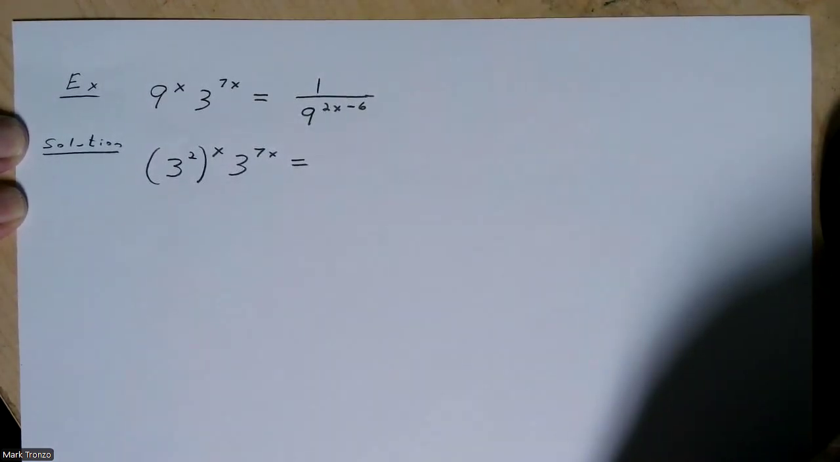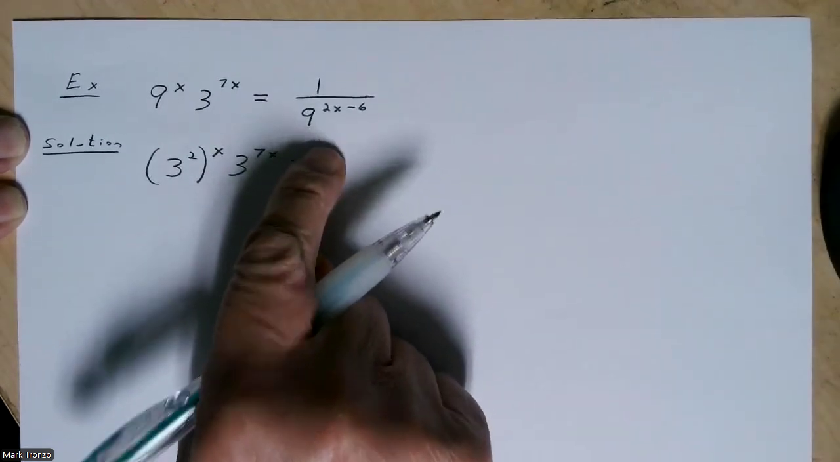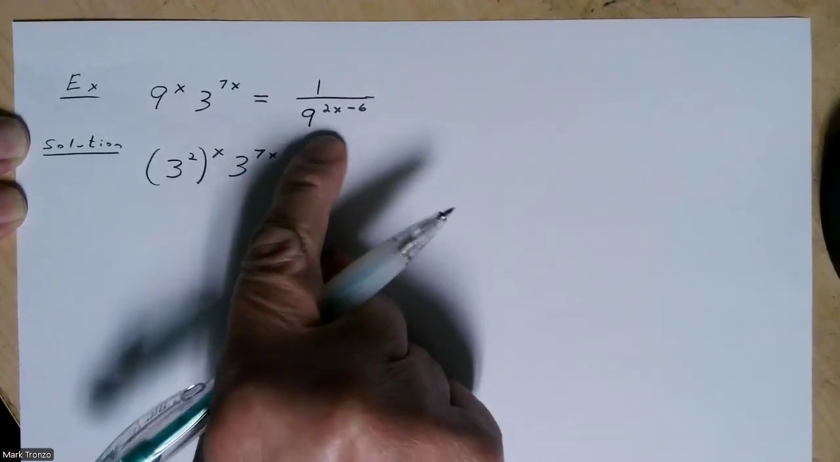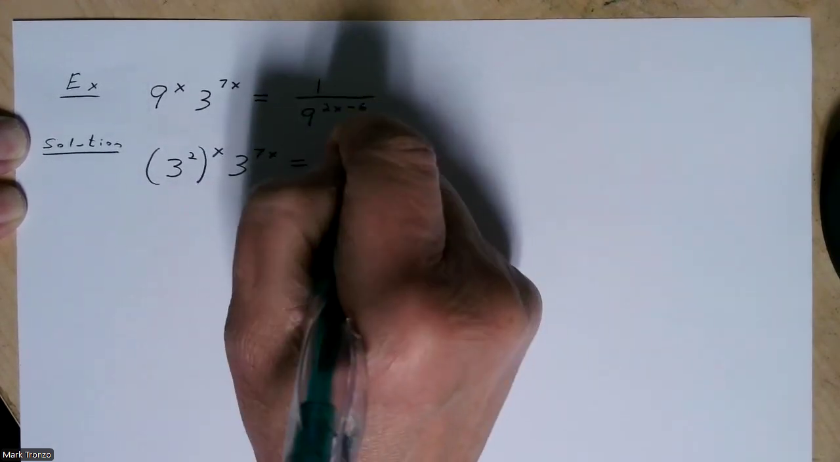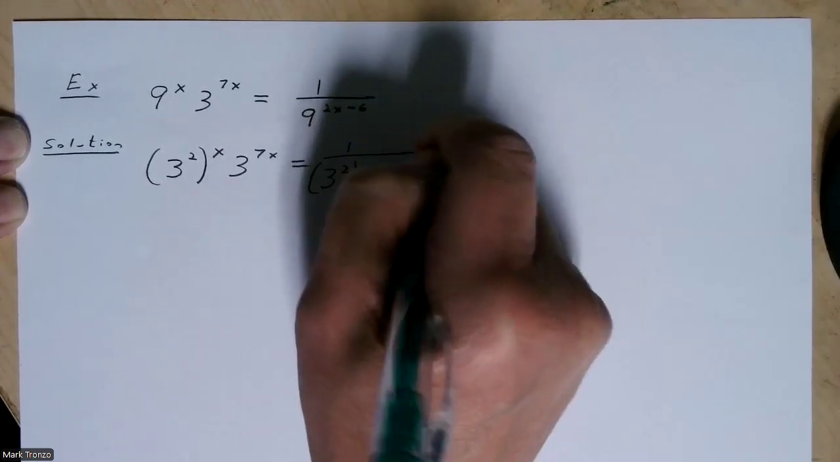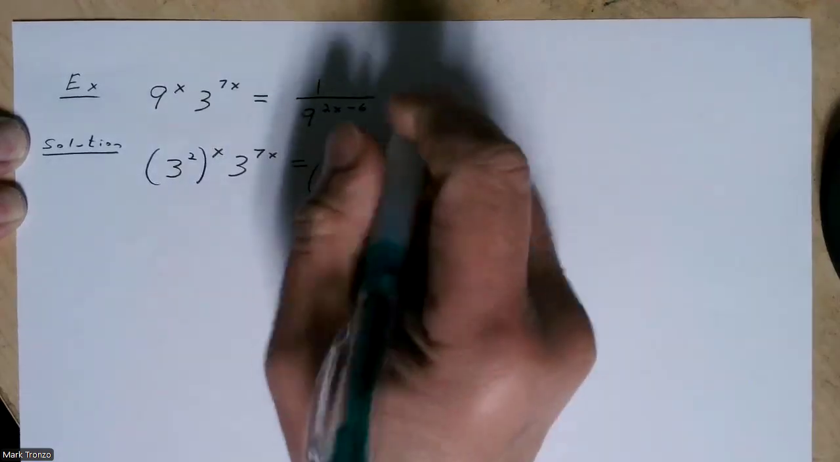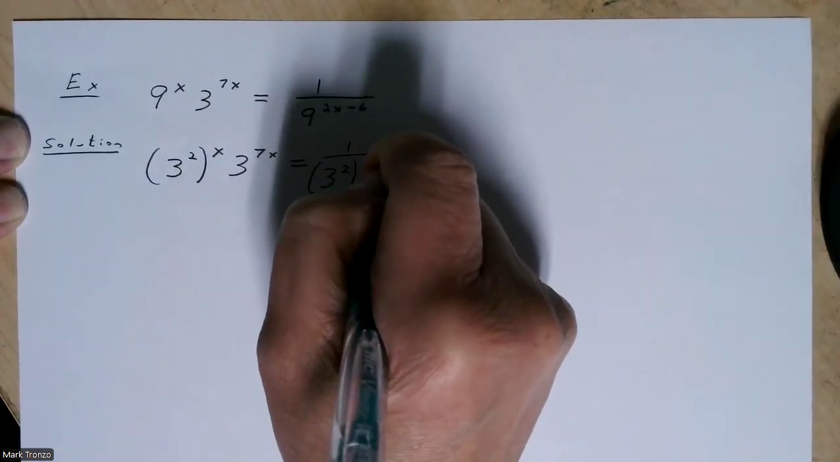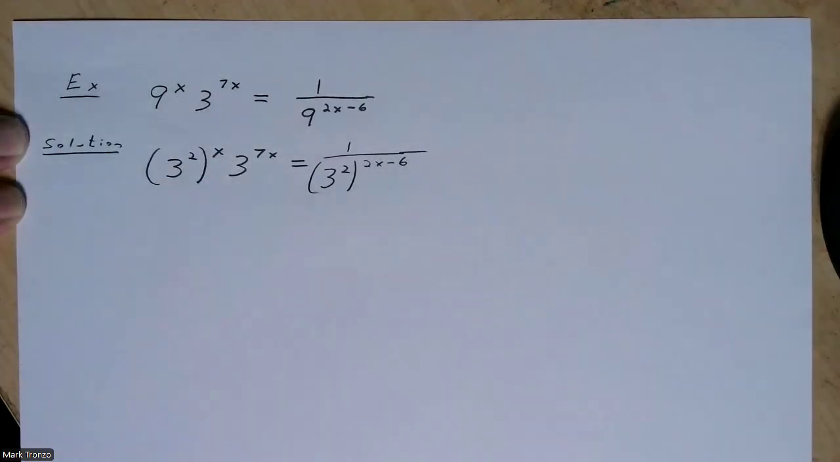And on the right-hand side, again, a lot of ways you can do this. I'm going to, again, change the denominator into threes. So this is 1 over 3 squared to the 2x minus 6, like this.